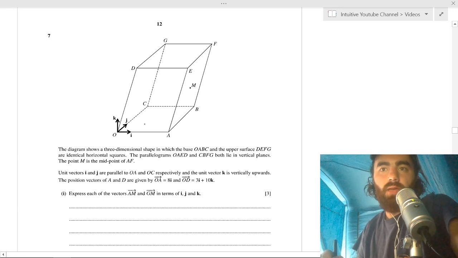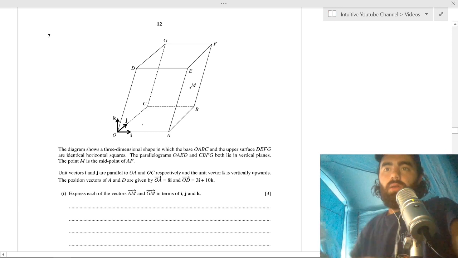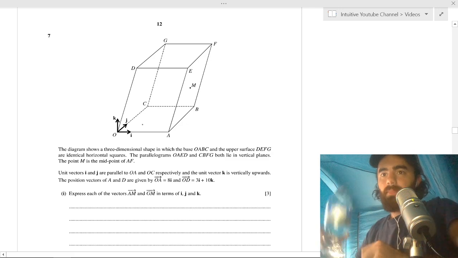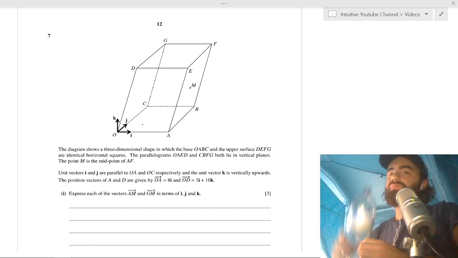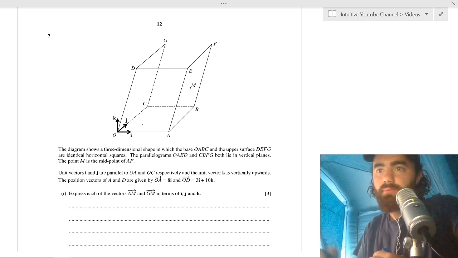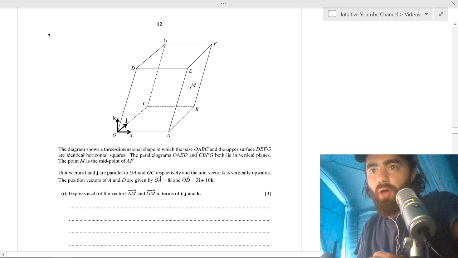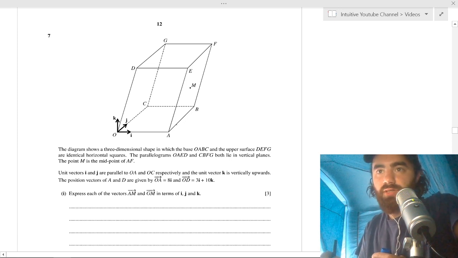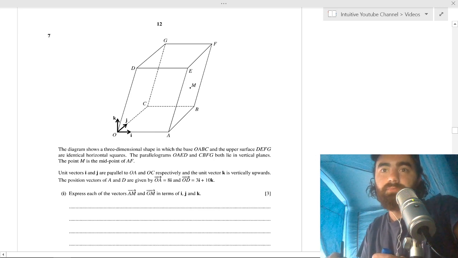So here we have a diagram where the base, OABC, which is the bottom, and the upper surface DEFG, which is the top, are identical horizontal squares. So that means that the length of their sides, because they're a square, is the same. So OA is the same length as AB.